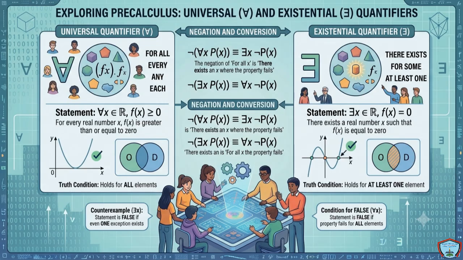Another important topic is quantifiers. Quantifiers are symbols that convert open propositions into complete propositions. There are two main types of quantifiers. The first is the universal quantifier and the second is the existential quantifier. Sometimes we call it the existence quantifier.